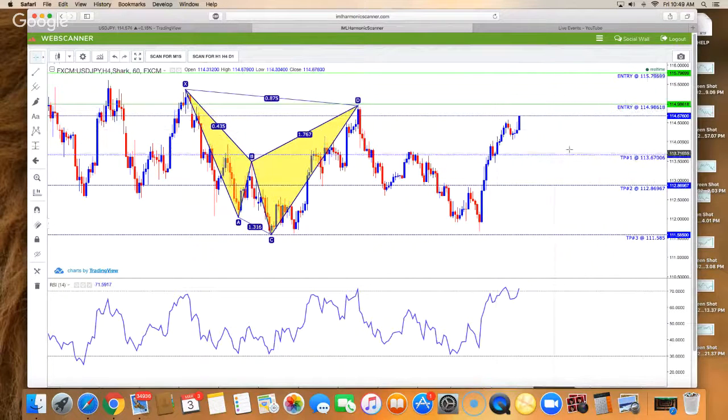You can take profit. Always take profit, or take profit one. If it hits take profit one, great, you did good. So that's what we're looking for here. We're looking for it to bounce up to this resistance and bounce down.